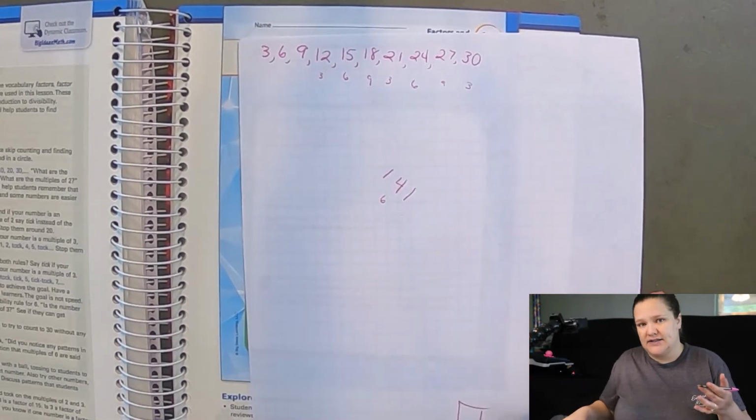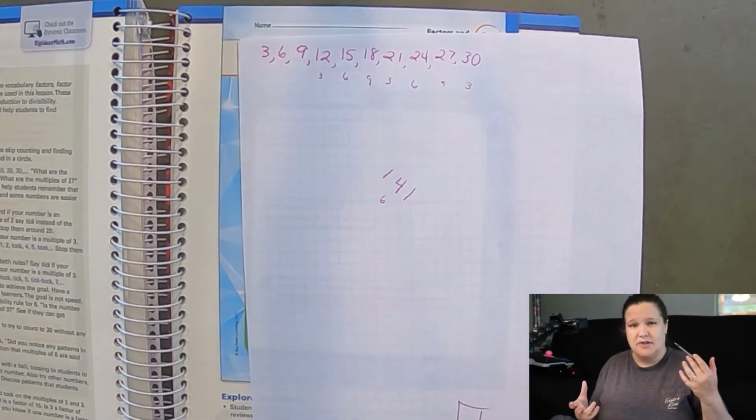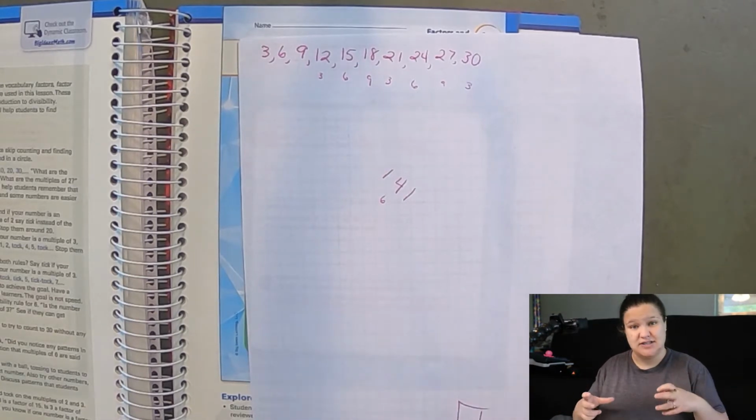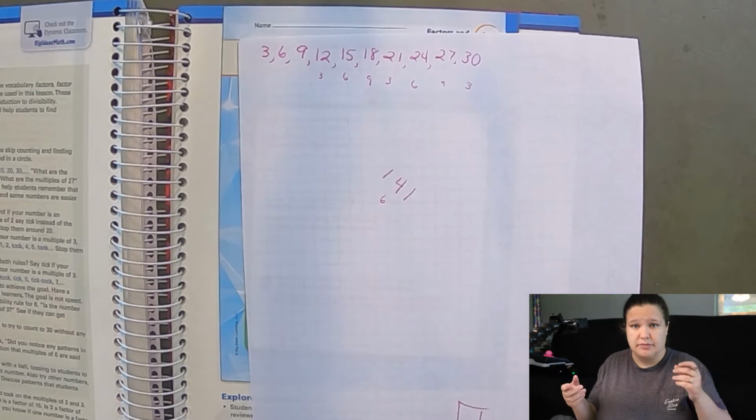So that is one rule for 3s to know if a number is divisible by 3. You add up the digits. And if the sum is 3, 6, or 9, then the number is going to be divisible by 3.